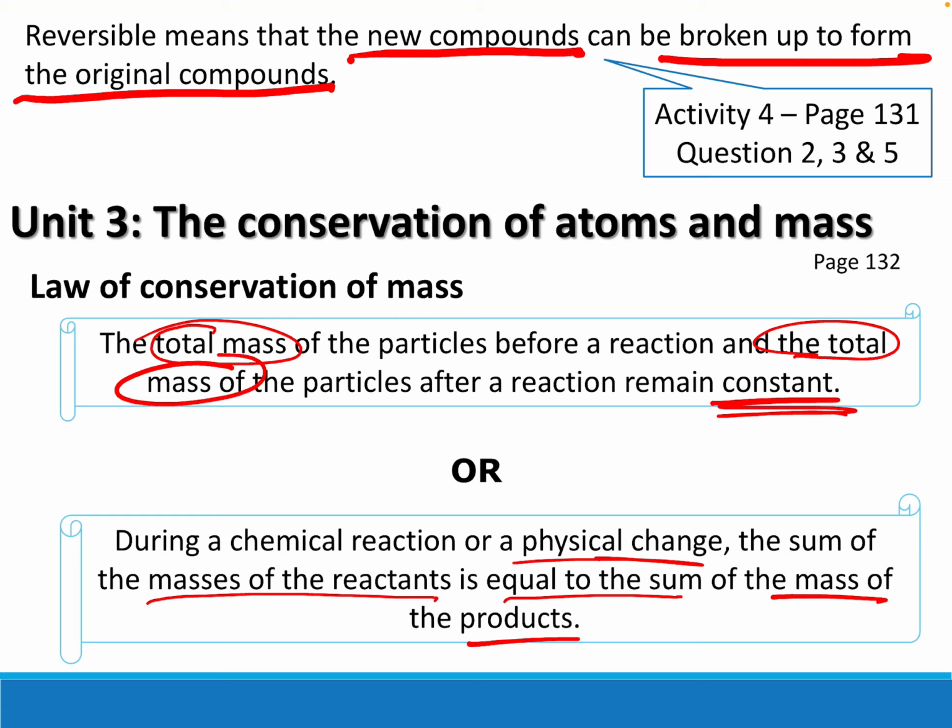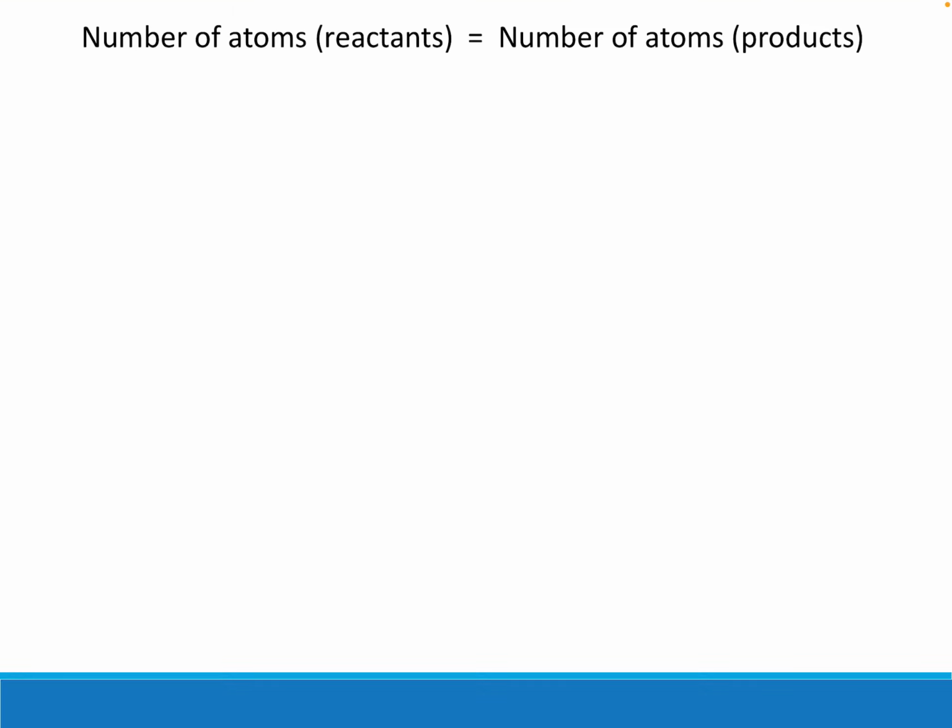We can't lose anything. So if I put in 3 atoms of oxygen and 4 atoms of hydrogen, when I get to the end, I must still have 3 atoms of oxygen and 4 atoms of hydrogen. No matter how they've rearranged themselves, no matter what I get at the end, it's always got to be the same. So, as an equation, the number of atoms, which is why we balance equations, must be equal on both sides. The total mass must be equal on both sides.